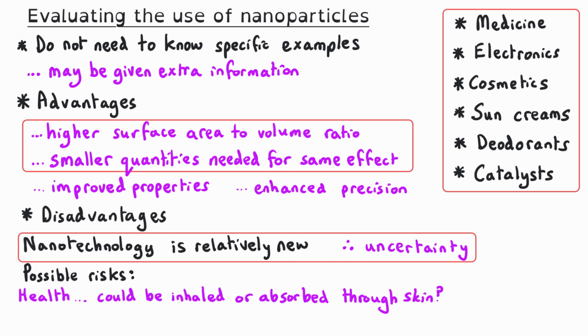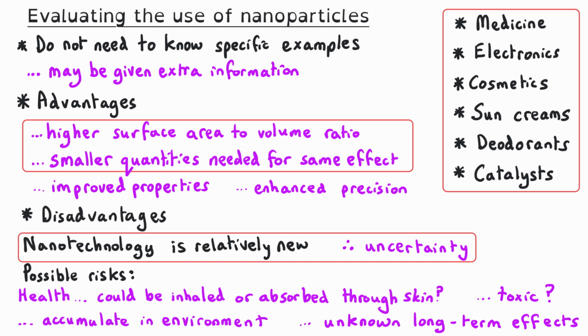For instance, risks to our health. Since these nanoparticles are very, very small, it could be that they could be inhaled and then absorbed in our lungs. Or they could just be absorbed through our skin into our body in a way that coarse particles couldn't. And if so, would they be toxic? These things do need further research. It could also be that they might accumulate in the environment, or there could be other unknown long-term effects that all stem from the fact that nanoparticles are relatively new technology.